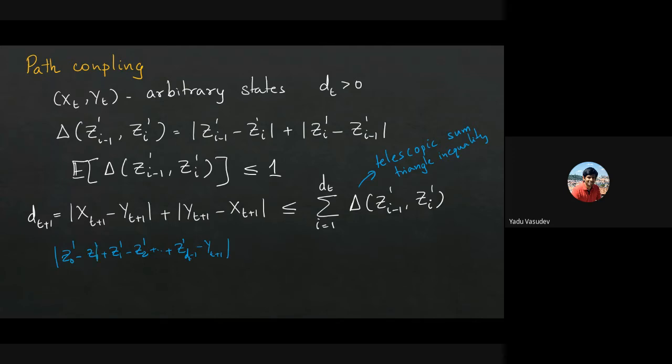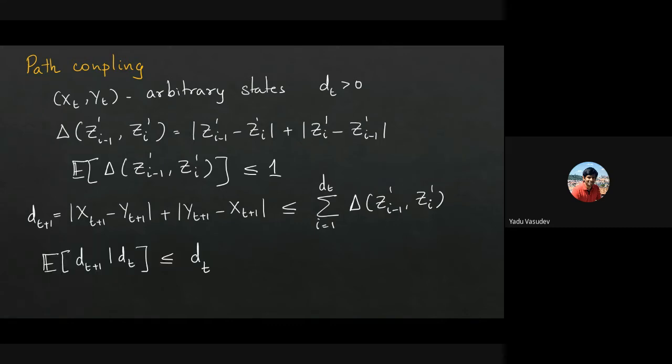And then you split it. This is at most these values, and here you go, this is basically delta of z0 prime, z1 prime. So you can write this as the sum of these delta values. Therefore, if you do this, what you actually get is that the expected value of dt plus 1 given dt is at most dt.